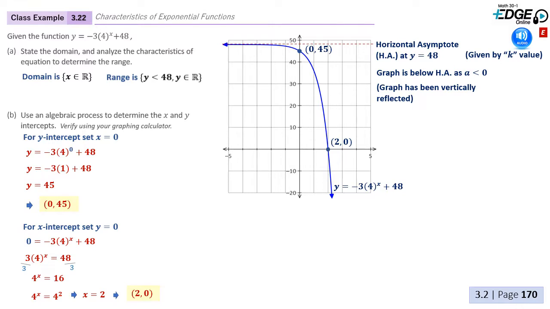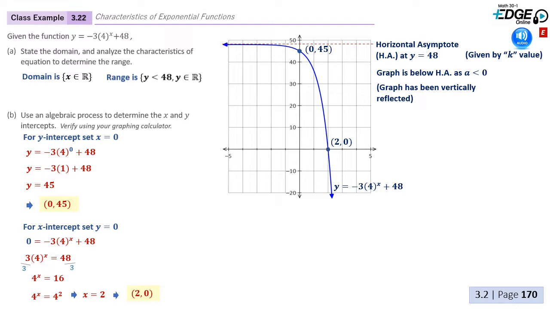One error that happens sometimes we want to be aware of is that 4 to the 0 is equal to 1, but that negative 3 is not affected by the exponent of 0. So make sure you don't change that first term into a 1. It becomes negative 3 times 1 plus 48, giving us a y-intercept of 45.